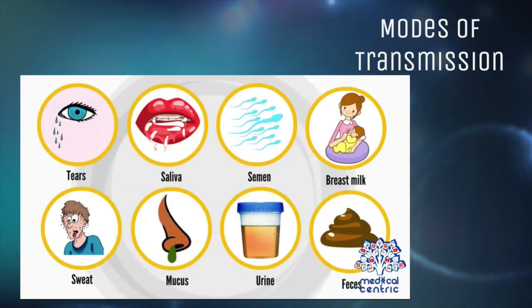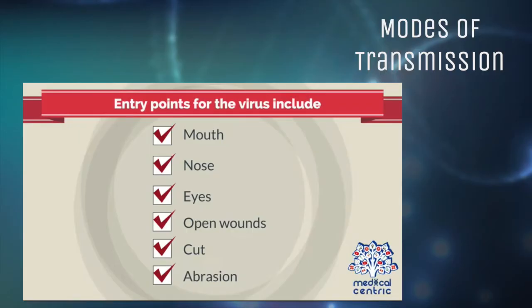Human bodily fluids may carry the virus: tears, saliva, semen, sweat, mucus, urine, and feces. The entry points on the body include the mouth, nose, eyes, open wounds, cuts, and abrasions. The virus can also be transmitted through contact with surfaces and objects contaminated with the virus.